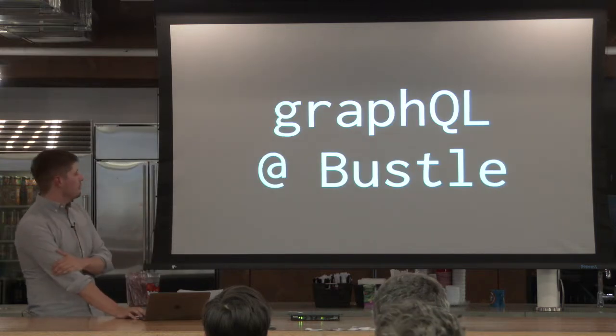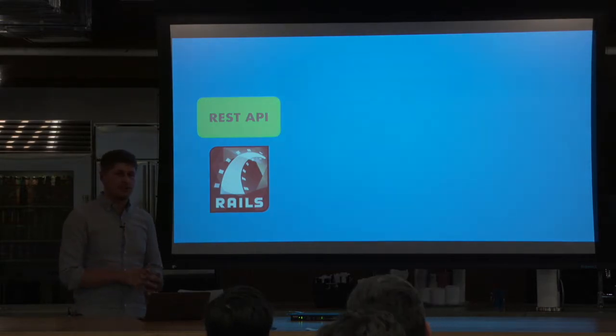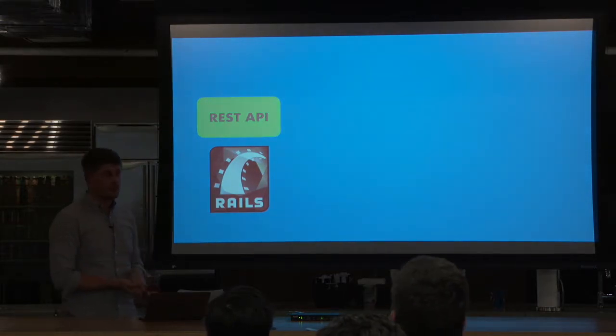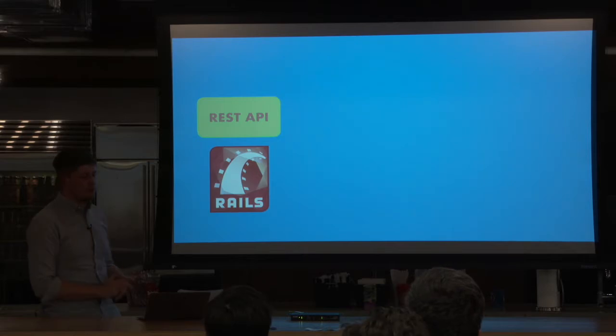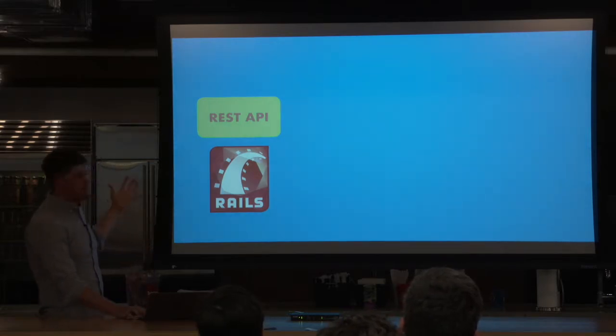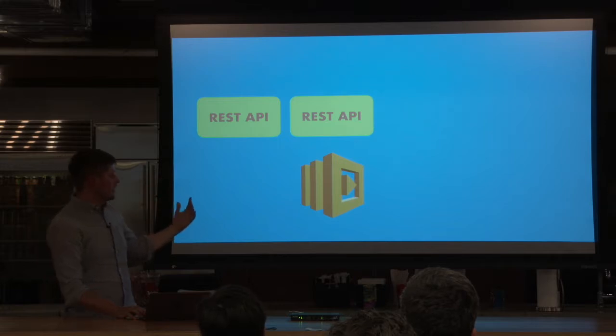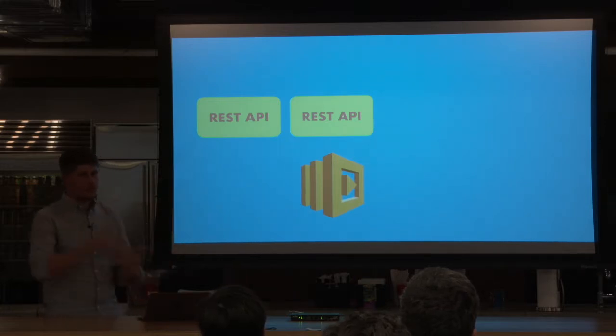So, GraphQL at Bustle. I'm just going to talk through our architecture and how we got to GraphQL and how it works. I'm not going to go into super long detail because this talk is only 20 minutes, but it starts off with, back in the day, Bustle's original API was all a big REST API built on Rails. Then we started writing more REST APIs on AWS Lambda. There's a whole other talk I do all about how we moved over to serverless at the same time, so that was its own adventure.